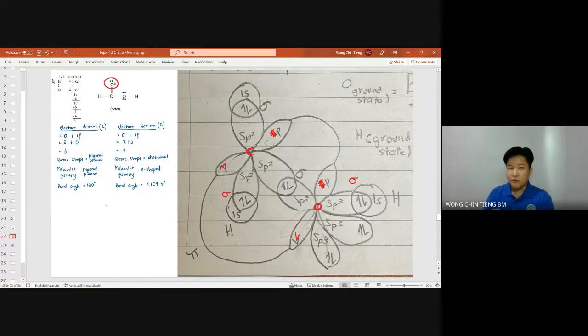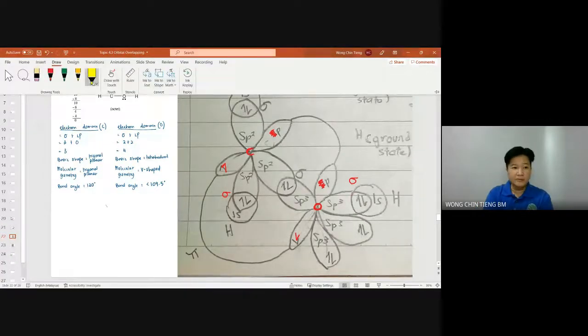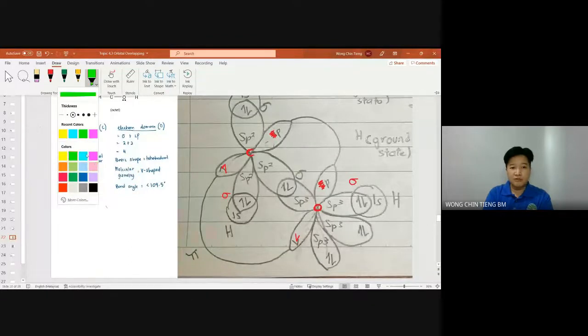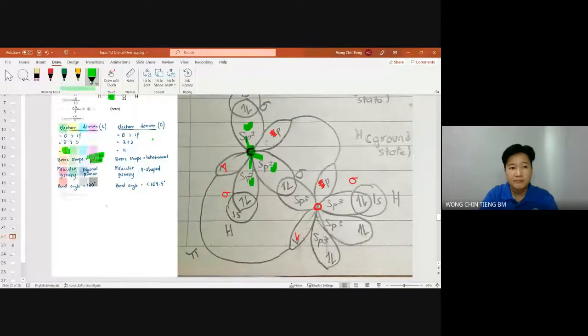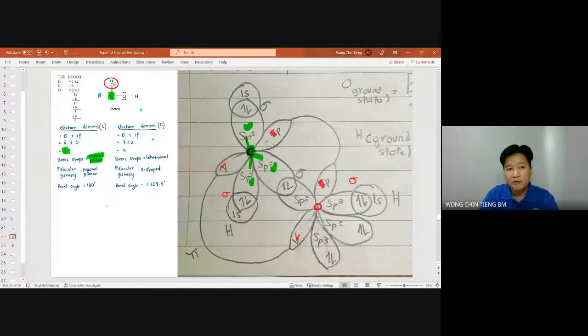Alright. So we check one by one by using color code. So let's start off with green. So green kita adalah carbon central atom. So that is my carbon central atom. sp2, sp2, sp2 in a trigonal planar. So carbon ini overlap with hydrogen forming a sigma. So this carbon overlap with a hydrogen forming this sigma. Okay so far?